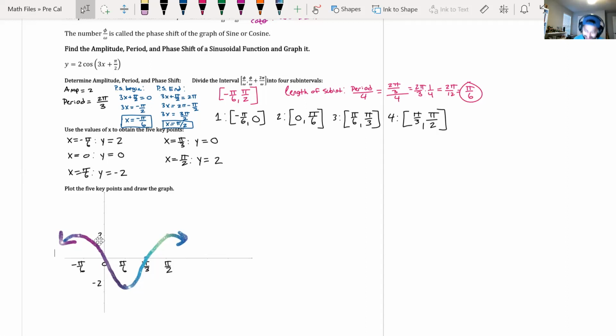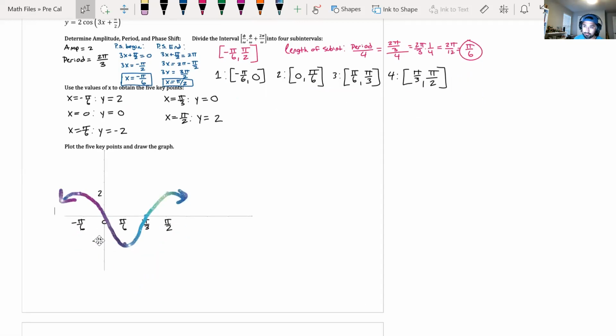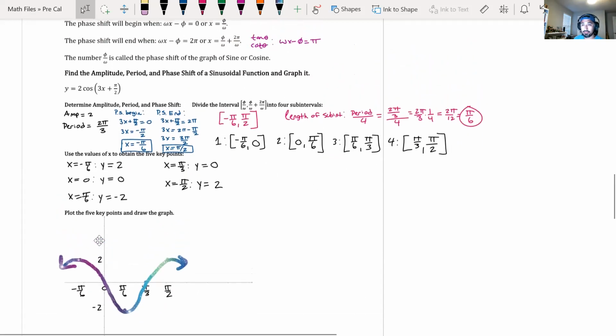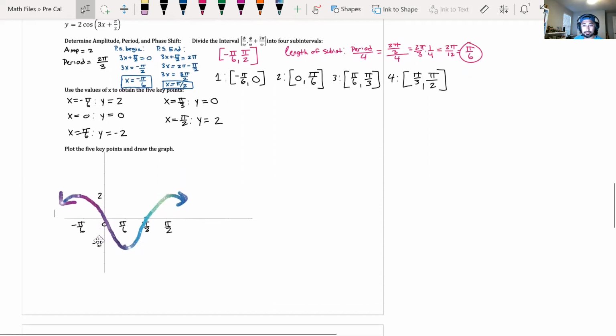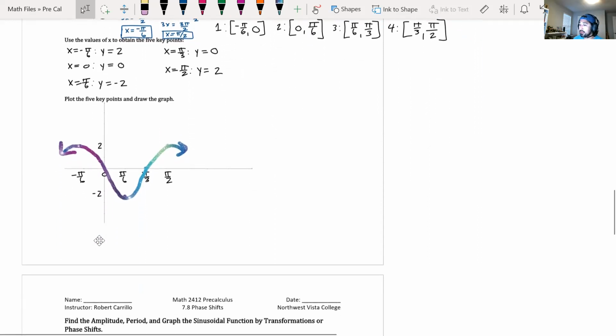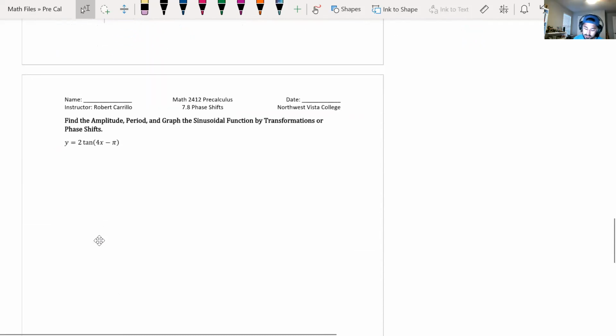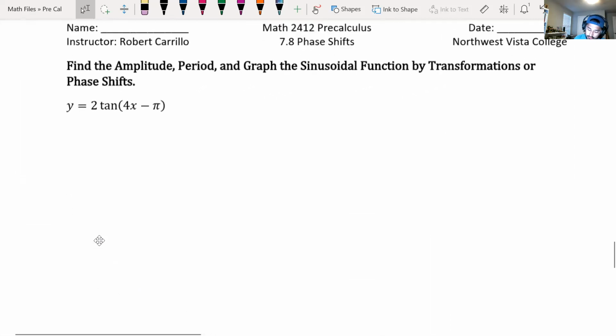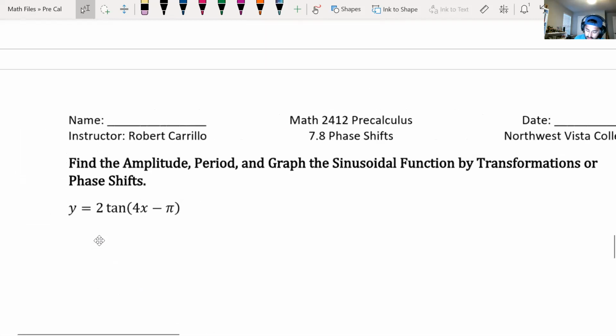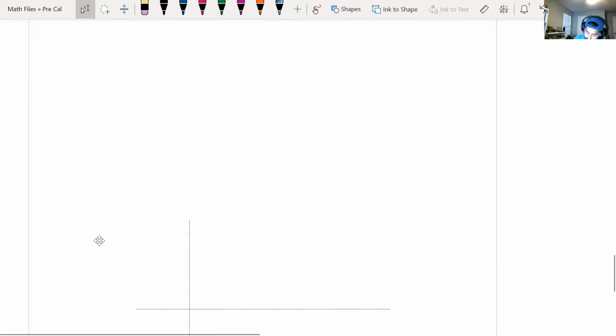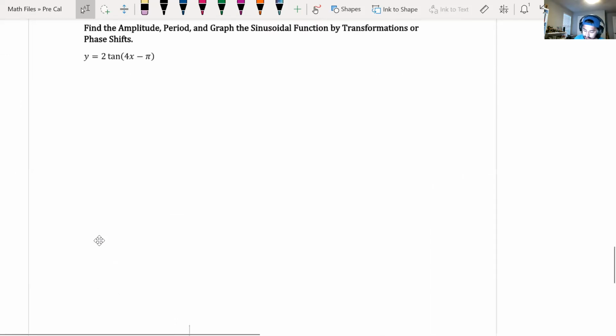All right. Everybody good with this one? All right. Look at this. Here we come across tangent. Woo. And do I have a graph down there? I do. Oh, that's the last one. Okay.